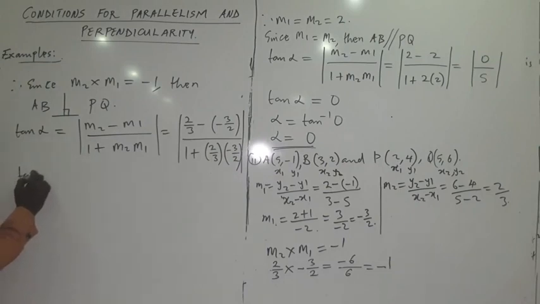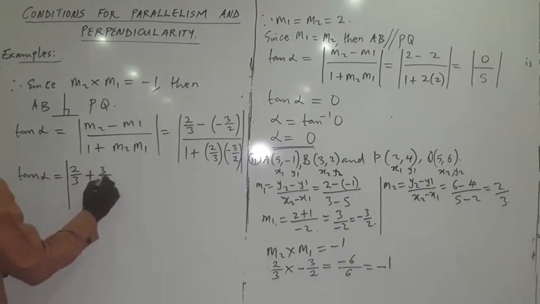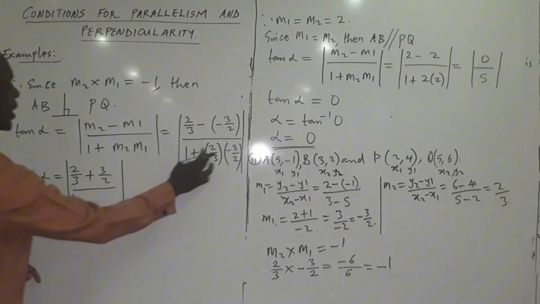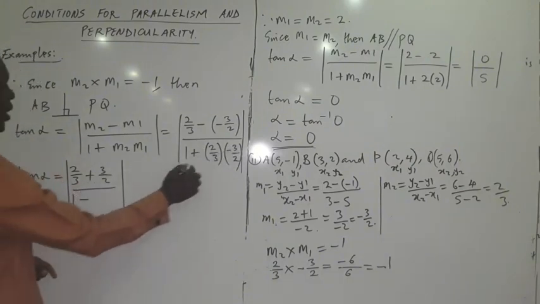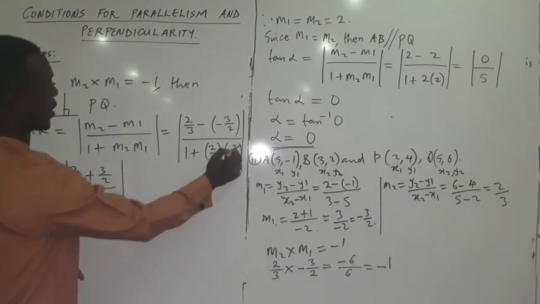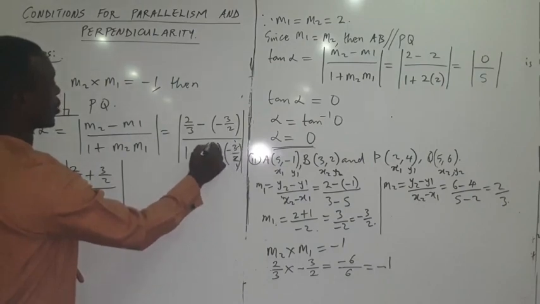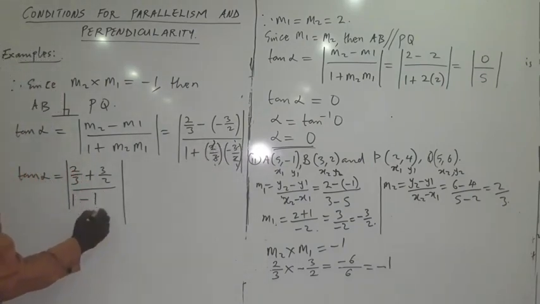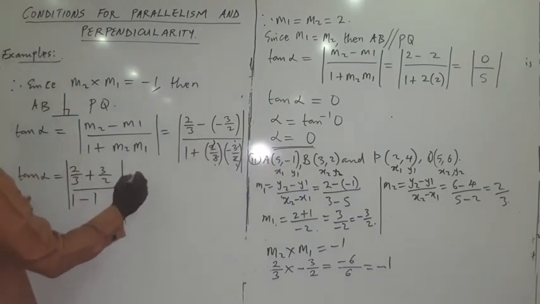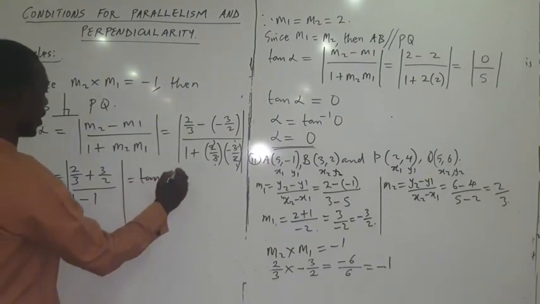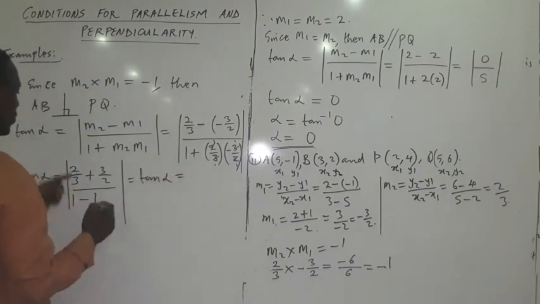So tan alpha equals 2 over 3 plus 3 over 2, then all over 1 plus times minus is minus. Then 3 here 1, 3 here 1, 2 here 1, 2 here 1. So that is 1 minus 1. So tan alpha equals to.